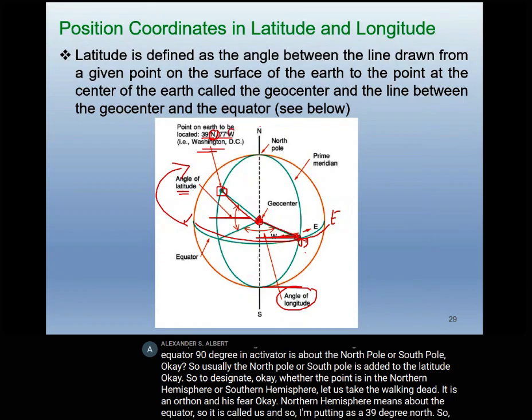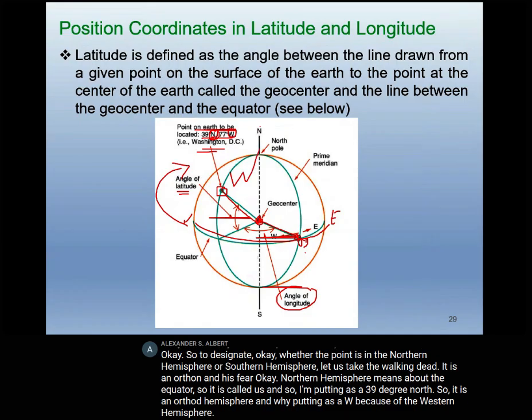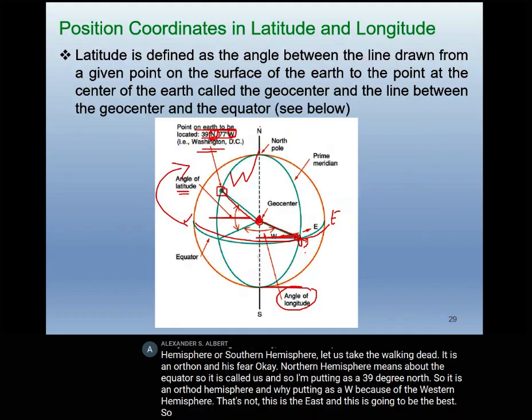And why am I putting a W? Because it is in the western hemisphere. This is the east and this is the west. So this N and W will indicate the location of Washington.